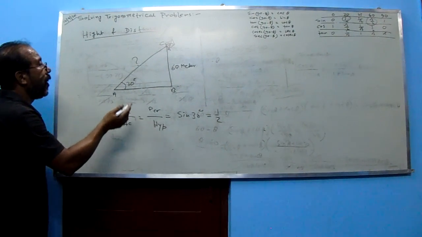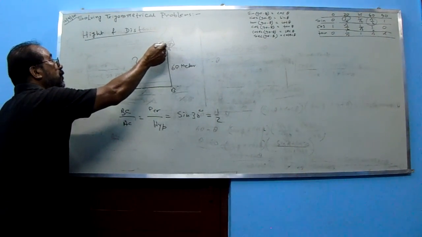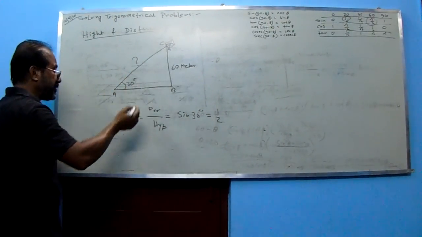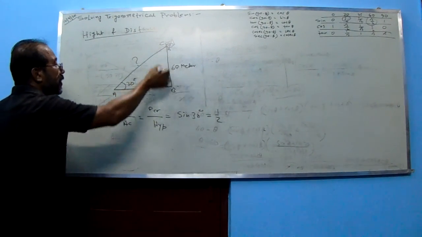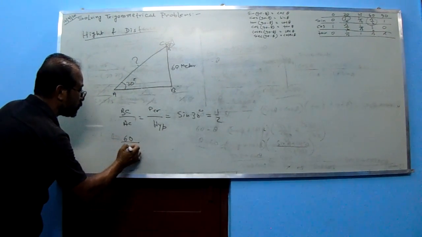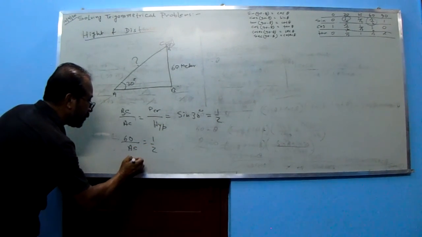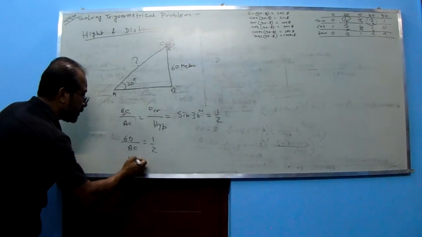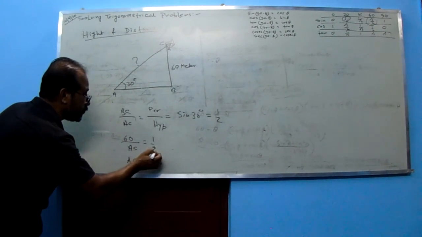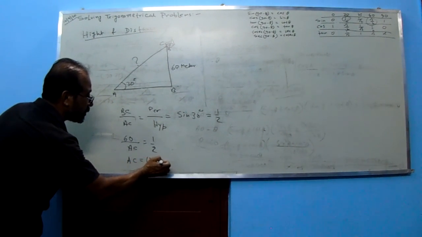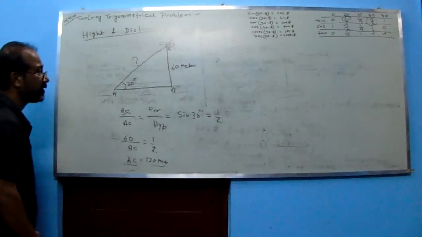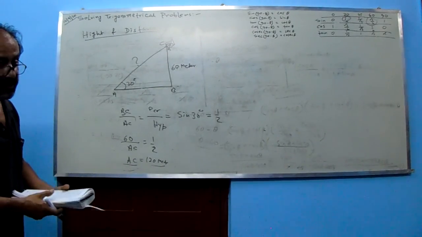Now, I have to get the value of AC. BC they have already given as 60, so 60 is put here. AC is put here, and sine 30 is half. So AC equals, by cross multiplication, 60 into 2, which is 120 meters. That means the length of the string is 120 meters.